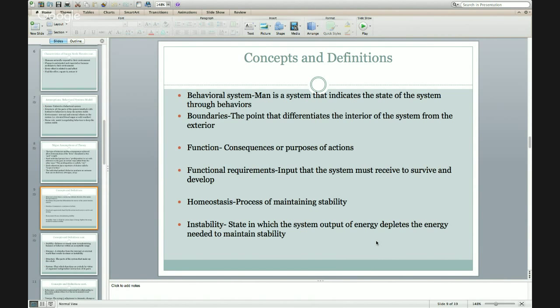So, concepts and definitions. There are several. Because this is based on a grand nursing theory, but I want to stress that this is a behavioral system, and man is a system that indicates the state of the system through his behaviors. So depending on what the person does, that depends on the state of the system. Is the system in good health or stable or not? Depending on what behaviors are exhibited, such as if we don't eat, we'll have a low blood sugar. That behavior does not support the system, and we can see that.